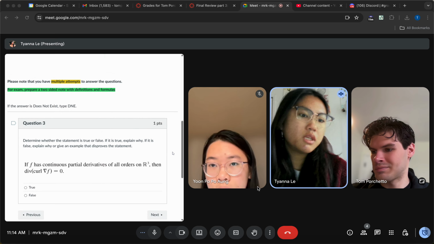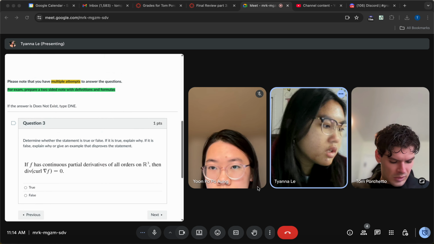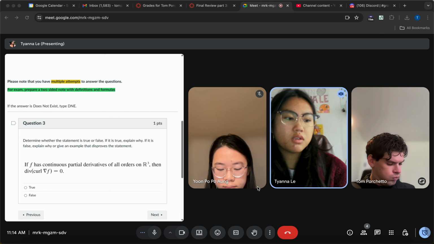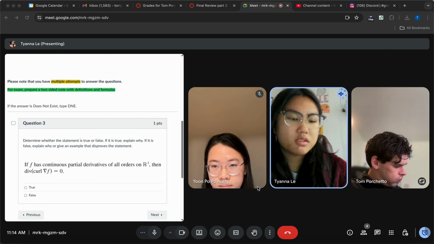So question 3. This is true, as the curl of a gradient is always 0, and then the divergence of a 0 vector is 0.